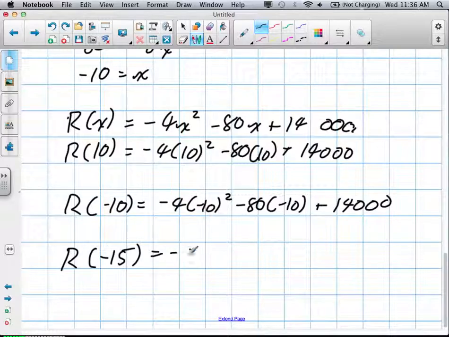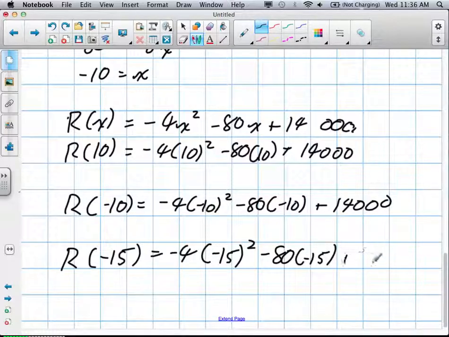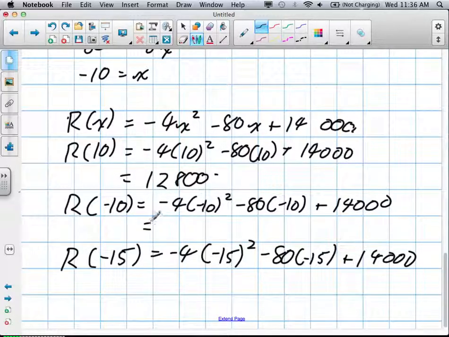Just writing out our parameters while they talk there. 80 minus 15 plus 14,000. Assuming you could carry all of these out, r at 10 gives us $12,800 revenue. At negative 10, we get $14,400 revenue. And at negative 15, we get $14,300 revenue.